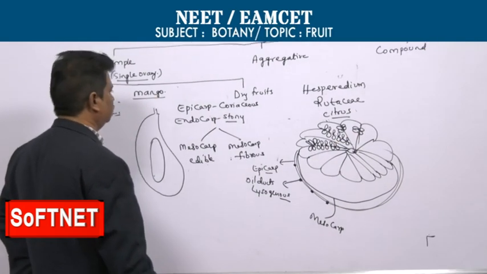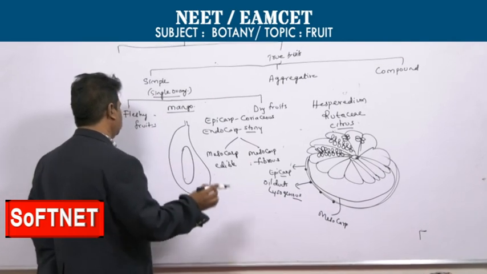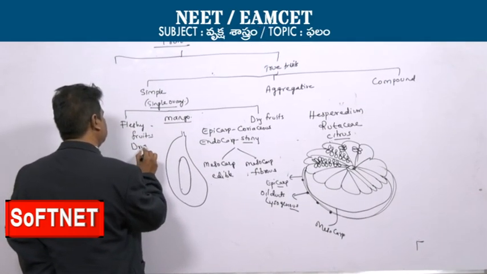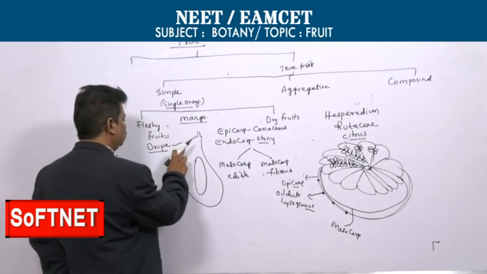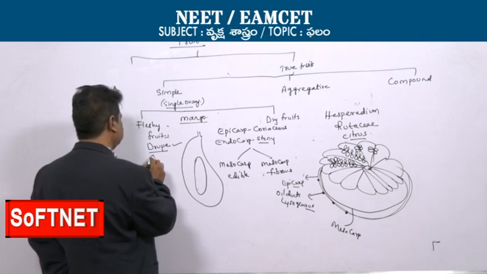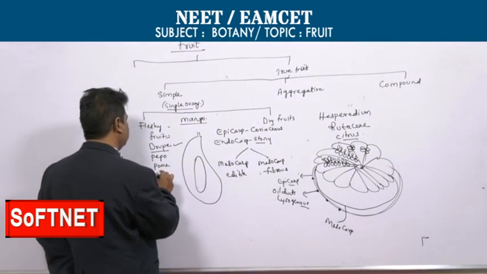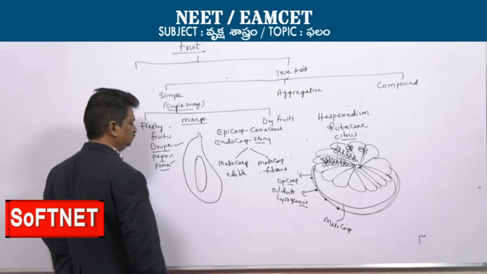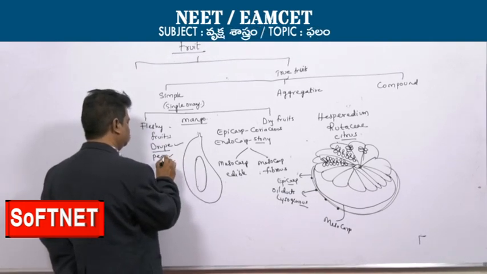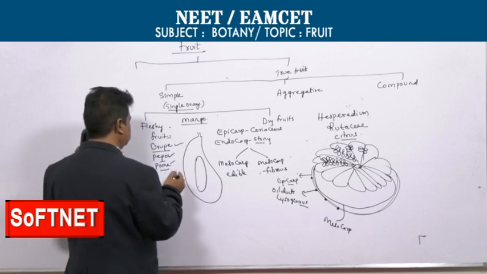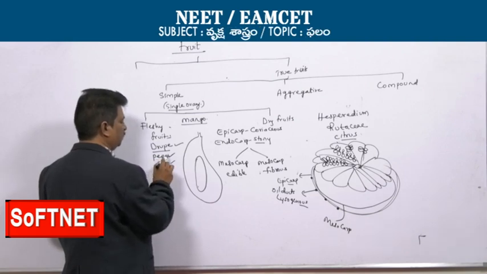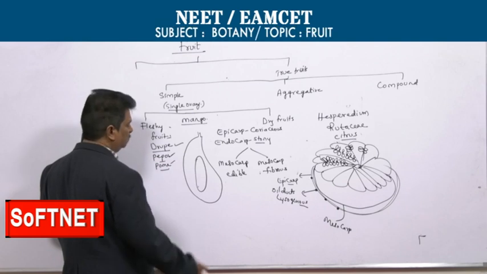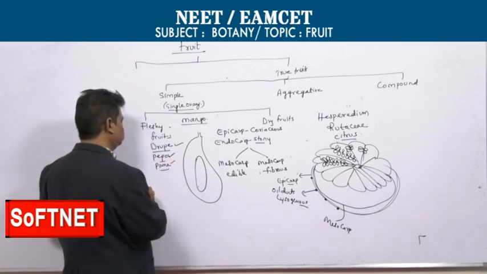So how many types? Five types of fleshy fruits. Among the five types, drupe develops from a monocarpellary ovary, and drupe is single-seeded. Then next, pepo and pome develop from an inferior ovary. Pepo has parietal placentation. In pome, the true fruit is surrounded by a false fruit. And in pepo, there is a rind, formed by the epicarp and thalamus.